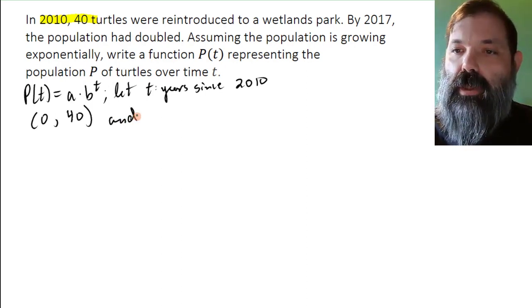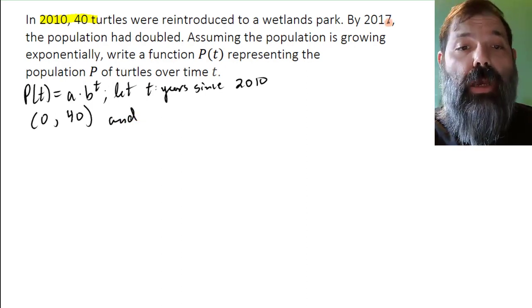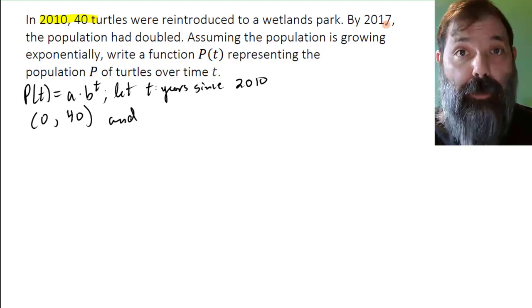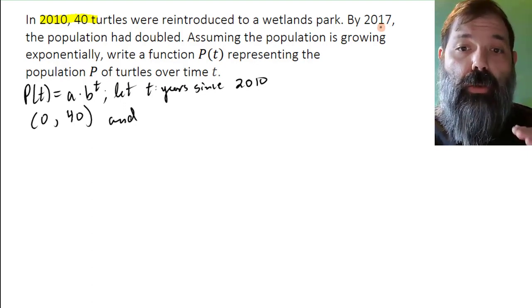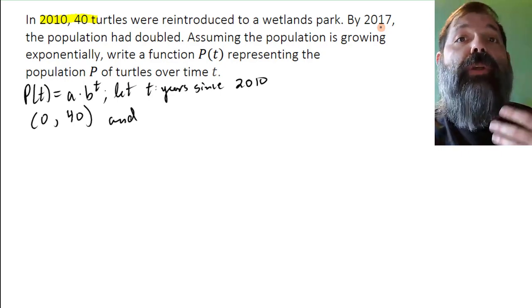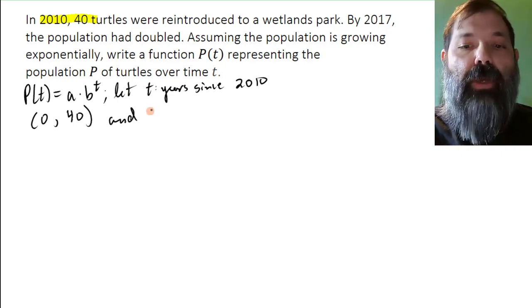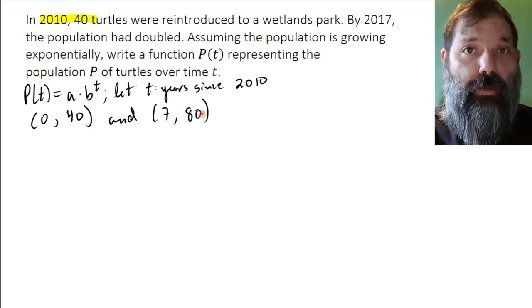And let's see, we're told in 2017, the population had doubled. All right, well, if the initial population was 40 and the population doubled, that means our second data point is t equals 7, p equals 80.